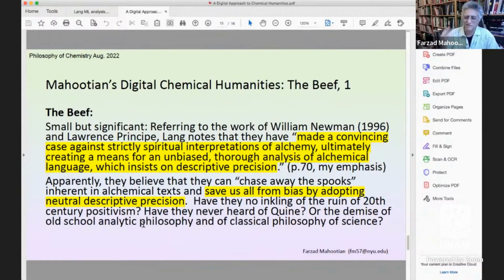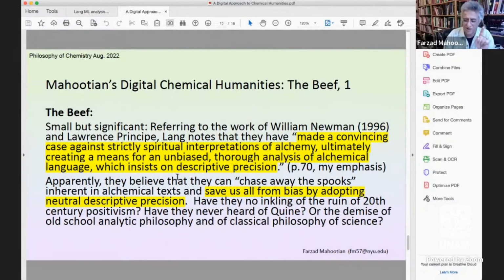And this just blows my mind, because this idea of chasing the spooks away is as old as the Enlightenment. It doesn't work. And really, that whole idea of bringing the spooks back in the form of understanding the context within which these books were written to understand what they might mean, they don't go away. It's as though these people have not heard of Quine. It's as though they don't know that 20th century positivism, this neutral descriptive precision stuff, doesn't work. We need something more cognizant. It's okay, these folks are young. Maybe they'll do some, and they're historians of science, not philosophers of science.